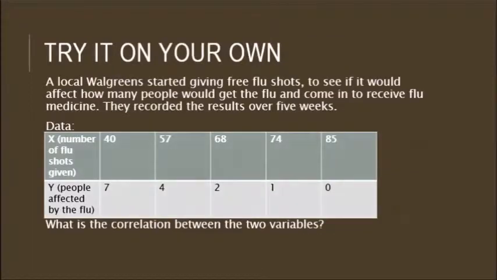So now you can try this one on your own. We put a word problem with it, as if it was on a test. A local Walgreens started giving free flu shots to see if it would affect how many people would get the flu and come in to receive flu medicine. They recorded the results over 5 weeks, and there's your data table. And we're asking what is the correlation between the two variables.